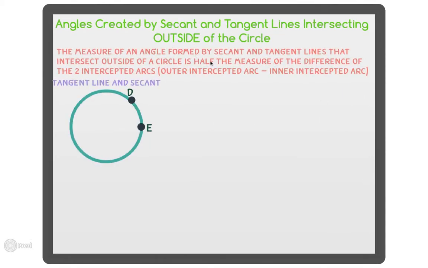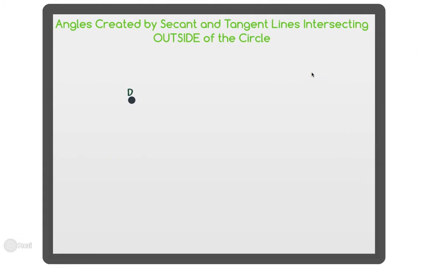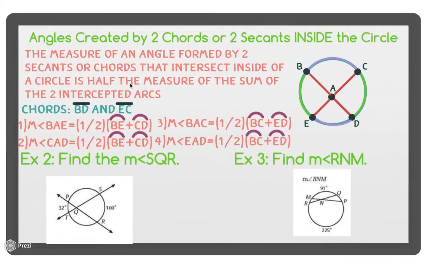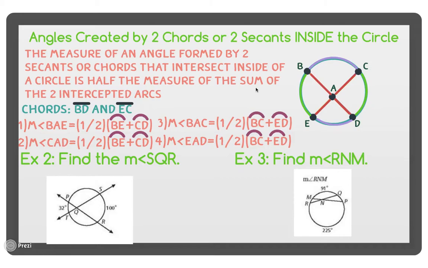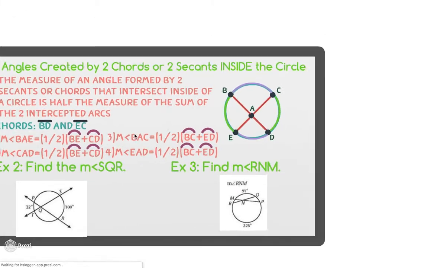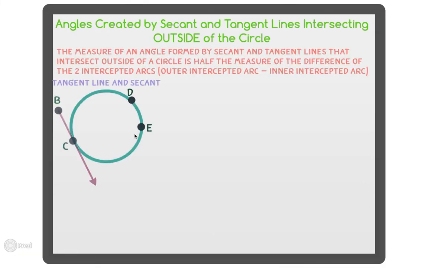Okay, so the measure of an angle formed by secant and tangent lines that intersect outside of a circle is half the measure of the difference of the two intercepted arcs. Whoa, that sounds awfully similar to the last one. Instead of the last one, which said it was the sum, let's go back. This one said the sum of the two intercepted arcs. So the last one we halved the sum, now we're going to be halving the difference. So be careful.